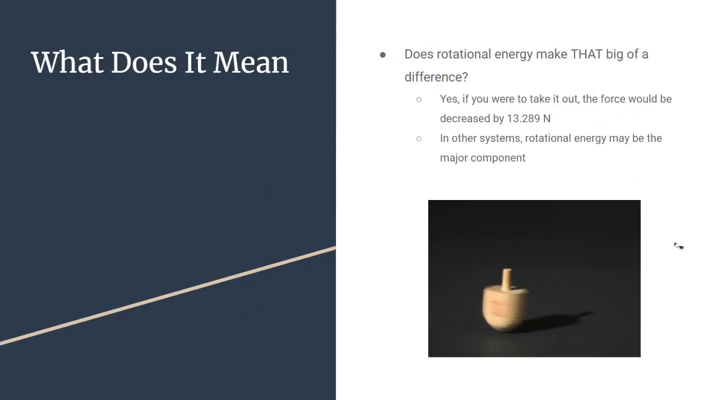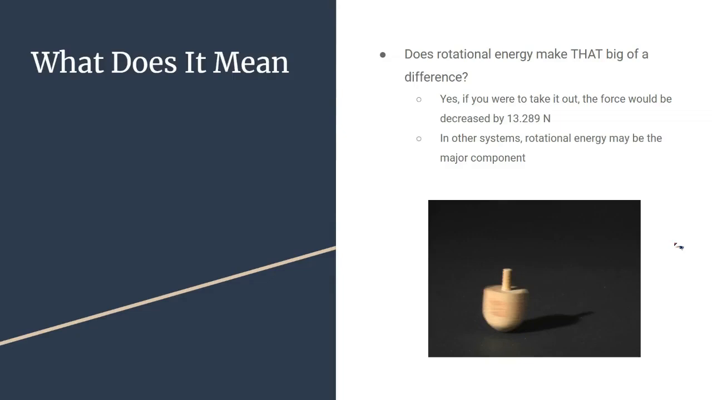In this lab, I was really trying to focus on rotational energy and its importance, and I do believe that rotational energy makes a big difference in systems, because if you were to take it out in this system, even though it's only providing 0.9 joules, which is a very small amount compared to its translational component, it actually decreased the amount of force that the chair enacts by 13.3 newtons, which is a lot of force.